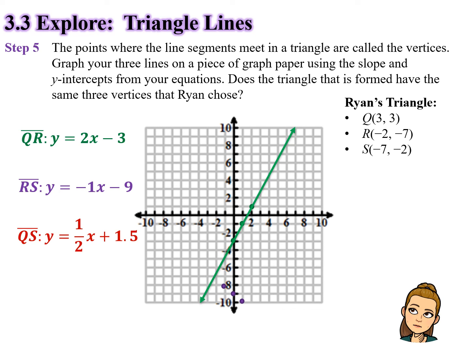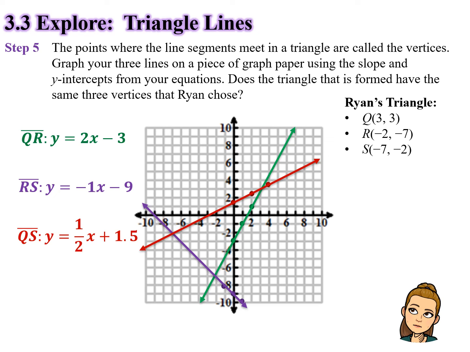I have my 3 dots. I connect and extend across the screen. For the last one, I start at a y-intercept of 1.5, so halfway between 1 and 2. I go up 1 and to the right 2 each time. I get 3 dots, connect and extend, and I see my graph here.